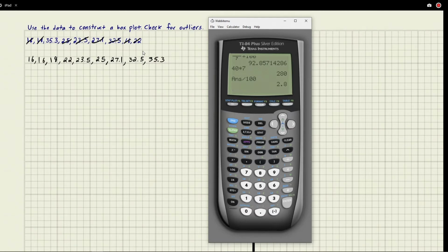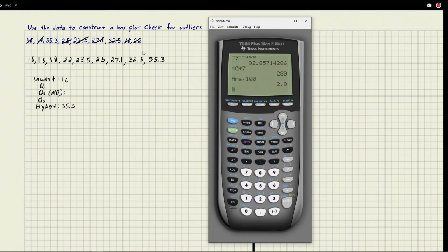So for the box plot, we need the lowest number. This is also called the 5-number summary. We need the first quartile, the second quartile, which is also known as the median, the third quartile, and we need the highest number. So the lowest and highest are easy. We already found them. They are 16 and 35.3. For the first quartile and the third quartile, we need to find the midpoints first of the data set. We need to find where the middle is, which is called the median.